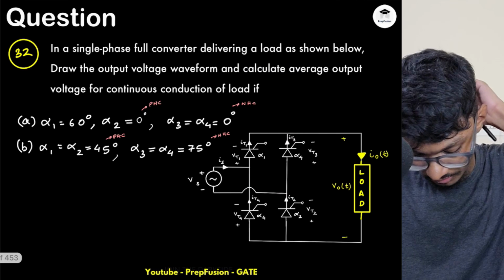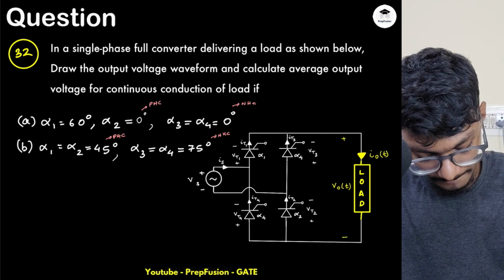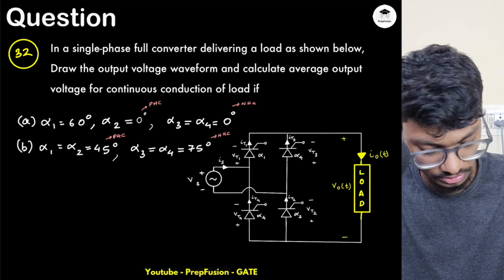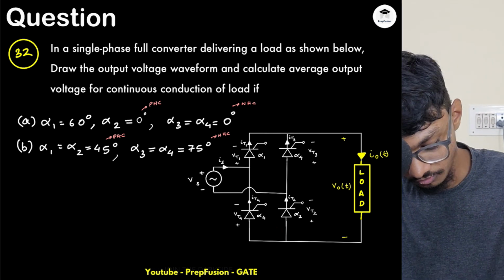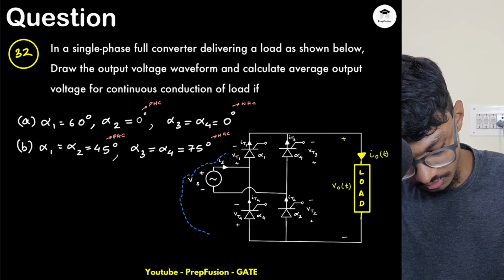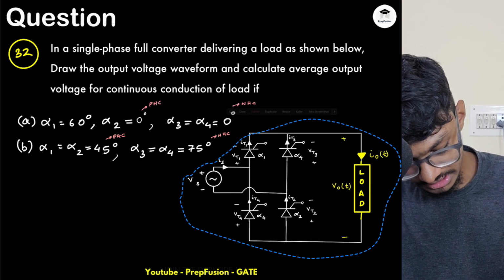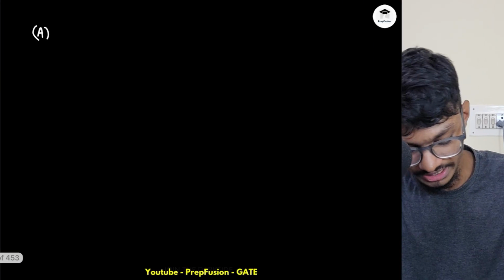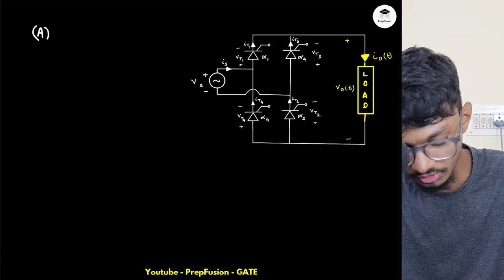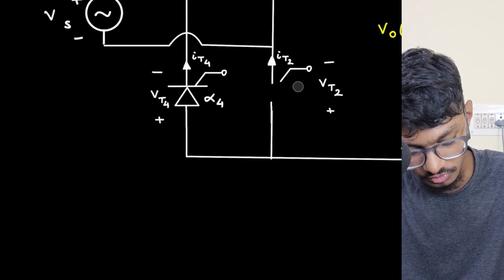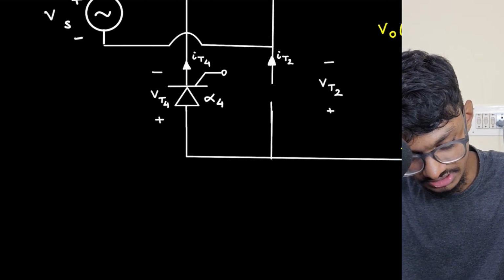Case A, what is happening? Case A basically, if I apply KVL here, right? I have assumed that at omega t equals 0 degrees, SCR T2 has been triggered. If SCR T2 has been triggered, it will turn on because it was in the forward blocking mode, right? It will turn on.